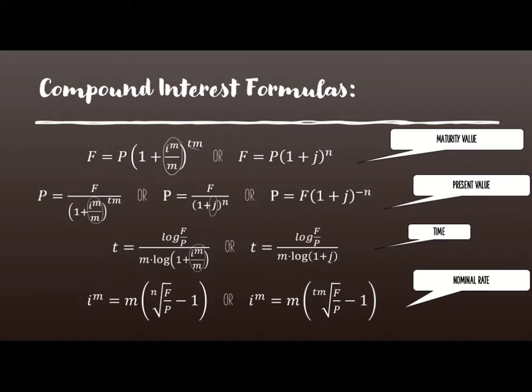Then, last, kapag nominal rate naman yung nawawala, yung rate. So, i raised to m is equal to m times the nth root of F over P minus 1. Or, itong n, pwede siyang equal lang siya kay t times m, diba? Kahit alin dito sa dalawa, pwede nyong gamitin na formula.